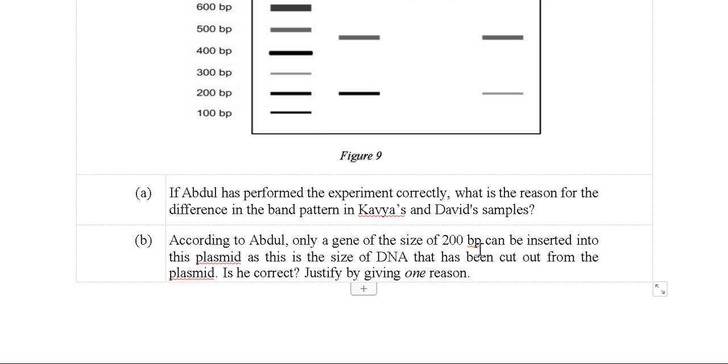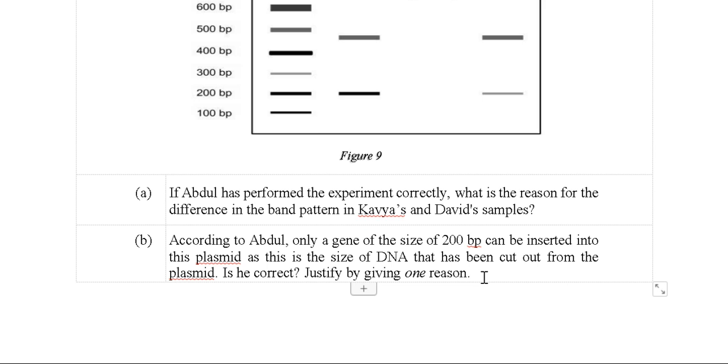Okay, so is he correct? I can say yes, he is correct, and justify it with one reason. The plasmid size is 650 base pairs, and as he used a restriction enzyme, the restriction enzyme mainly cuts at the desired part where the 200 base pair length of the plasmid portion is present, and here he inserted that 200 base pair of the desired gene. So it is possible.